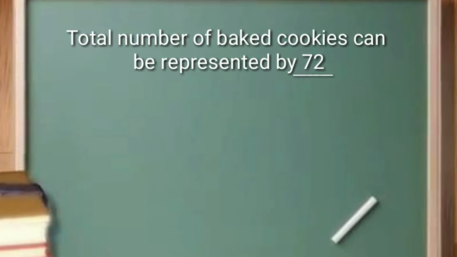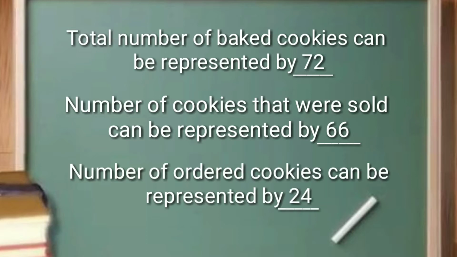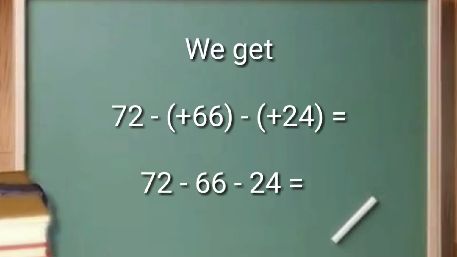Solution. Total number of baked cookies can be represented by 72. Number of cookies that were sold can be represented by 66. Number of ordered cookies can be represented by 24. We get 72 minus positive 66 minus positive 24 equals 72 minus 66 minus 24 equals negative 18. Yes, you are right. We did bake 18 more cookies.